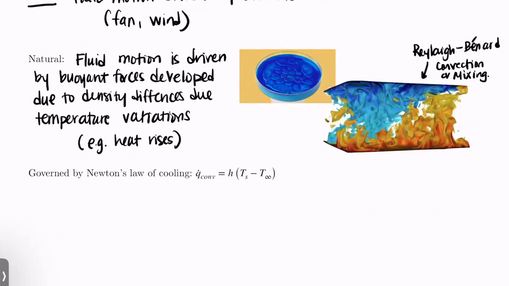Convection is governed by Newton's law of cooling, which hopefully you've seen in 2500 already, right? Maybe? Yeah? Okay, cool. So here we have the heat flux due to convection, is equal to this coefficient h times the difference between the temperature of our surface and the background temperature of our fluid. I'm going to talk about each of these separately.